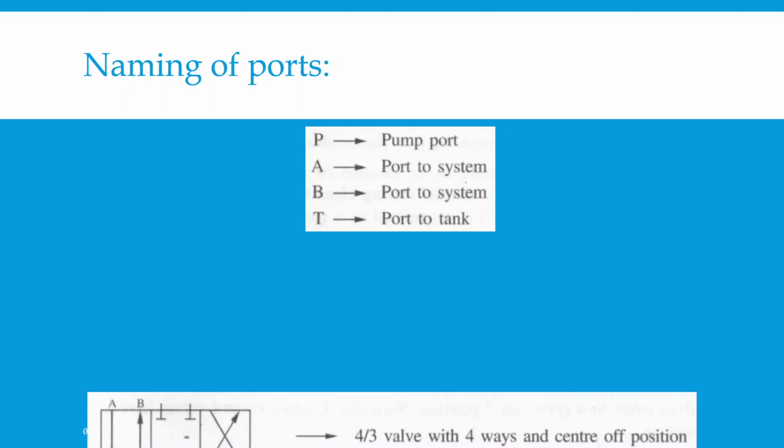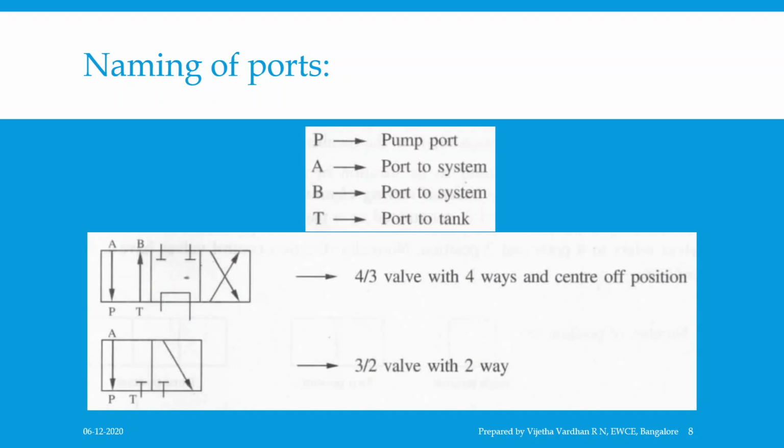Similarly, others follow. Now you can see a 4 by 3 valve with the 4 ways and the center position off, and 3 by 2 valves with 2 way, which you can observe in the figure based on the naming of the ports. And you should make a note that a perpendicular line with a horizontal line at the port indicates the closing or opening of that port, which is represented over here.